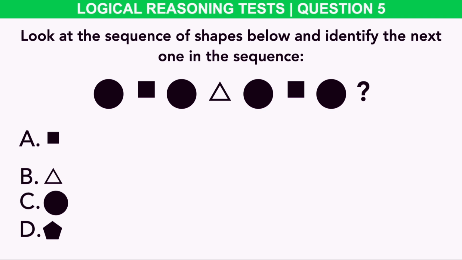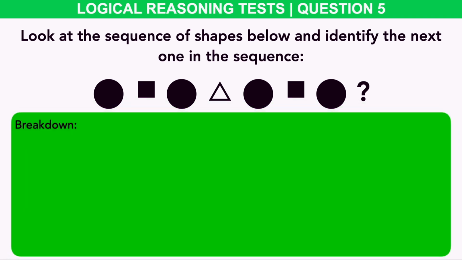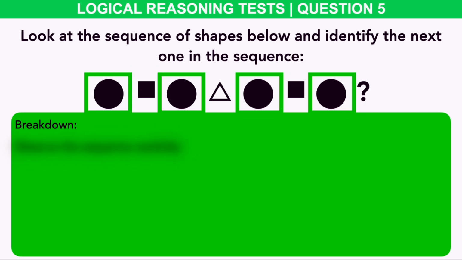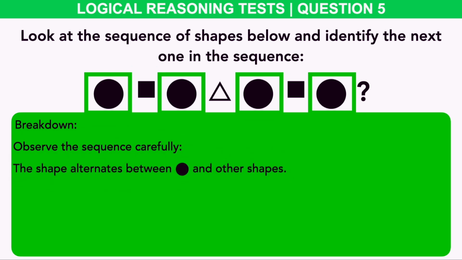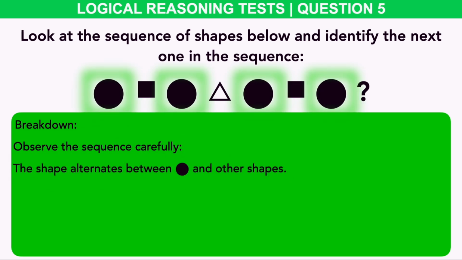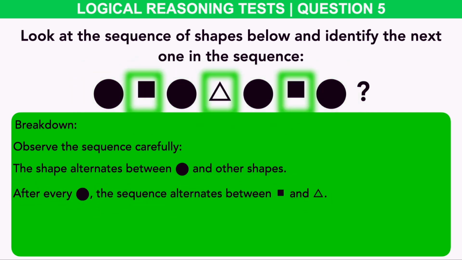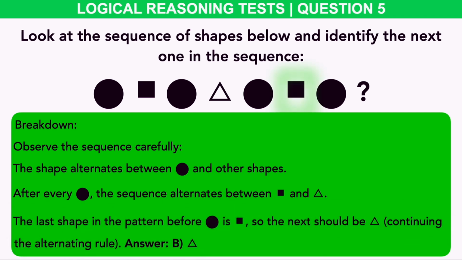You're doing really, really well. Let's break this down together. So, observe the sequence carefully. The shape alternates between circle and then other shapes. So after every circle, the sequence alternates between a square and a triangle. The last shape in the pattern before the circle is a square, so the next should be a triangle, continuing the alternating rule. So the answer is B, a triangle.